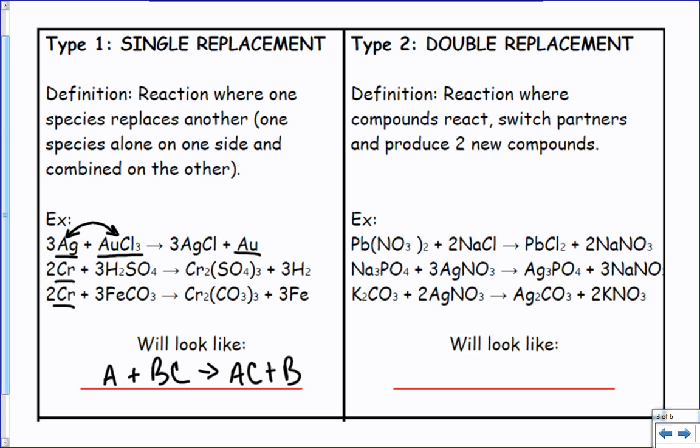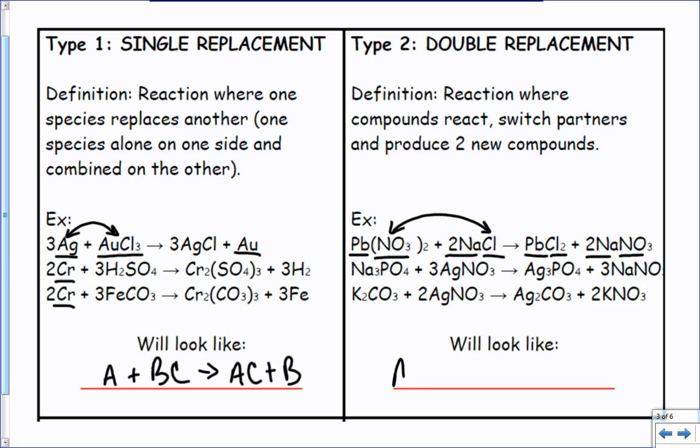Two things are going to be replaced instead of one, like in the previous example. So if you'll notice, on the reactant side, I have 2 compounds. And on the product side, I have 2 compounds. So that is a tell of what's happening. And you'll see you can say the negative ions are switching, or you can say the positive ions are switching. Either way, you'd be correct.